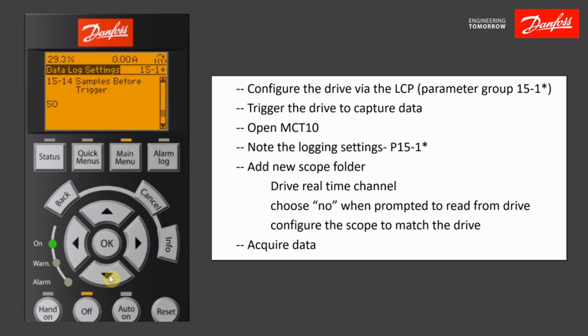Samples before trigger. Remember, there's 2,000 samples total. Do you want to see what happened before the trigger event or after? By default, it's 50%, meaning it shows half the buffer before the event, half after. I'm going to change that to 70%. You'll see why in a minute here.